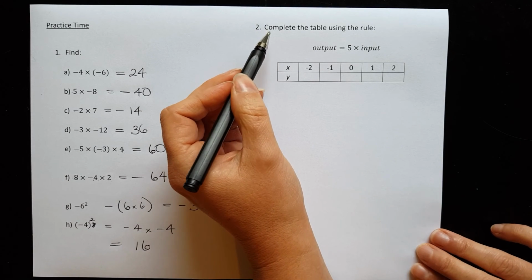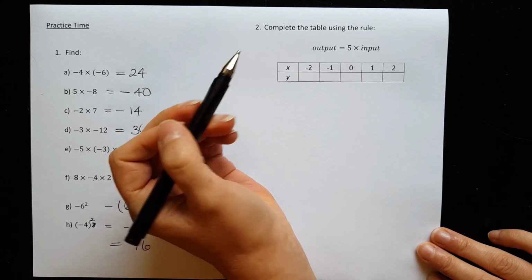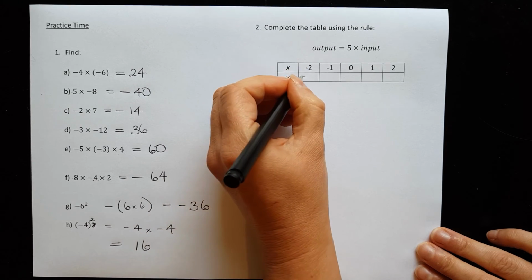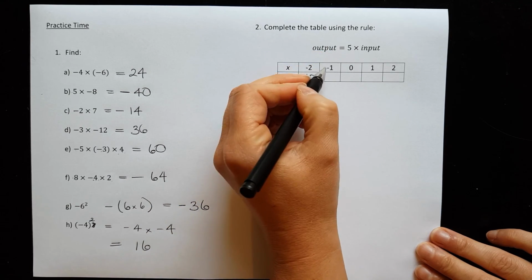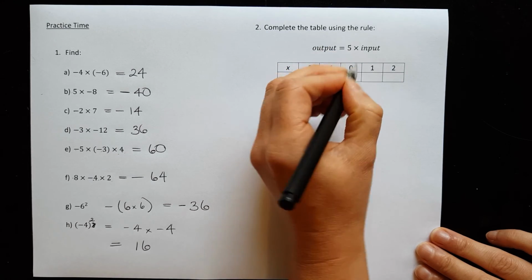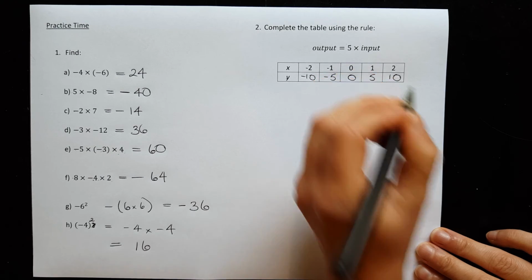Question 2, complete the table using the rule. So our output number is 5 times the input number. So 5 times negative 2 is negative 10. 5 times negative 1 is negative 5. 5 times 0 is 0. 5 times 1 is 5. 5 times 2 is 10.